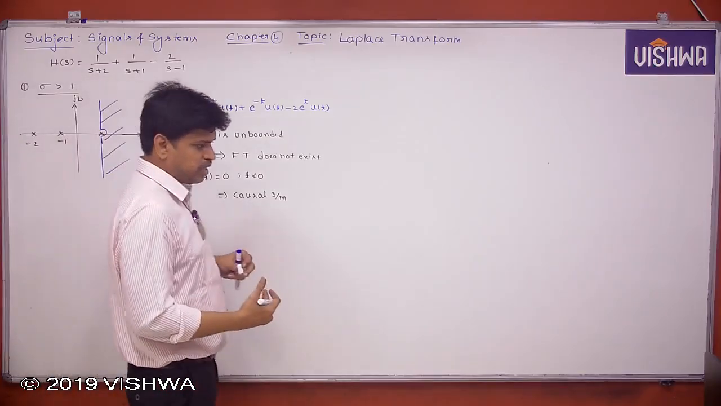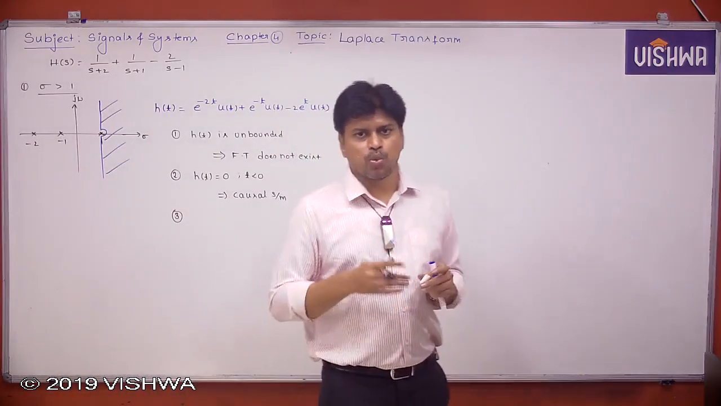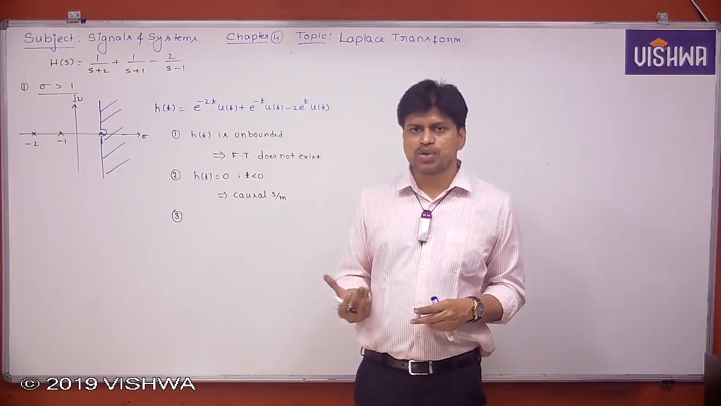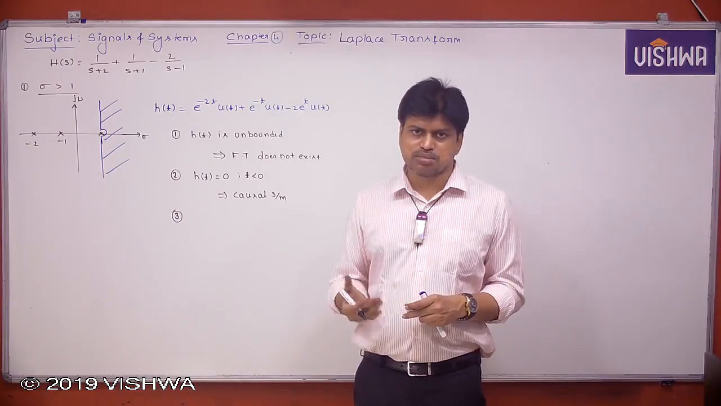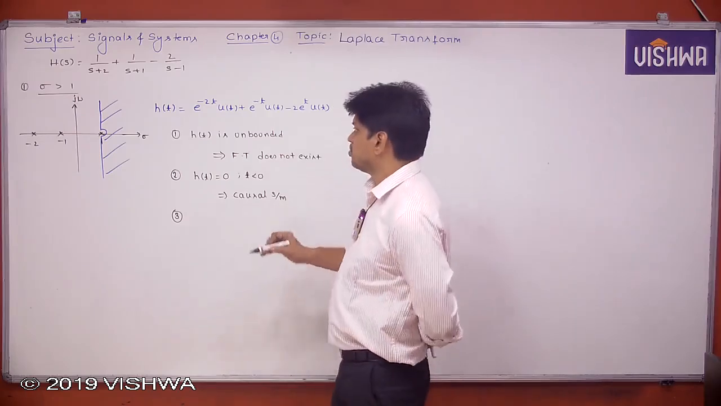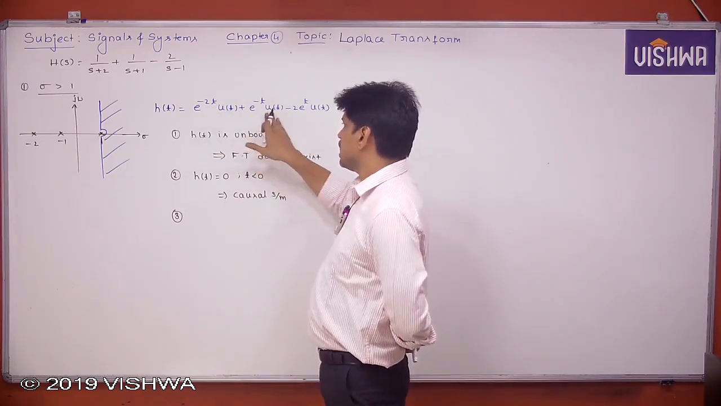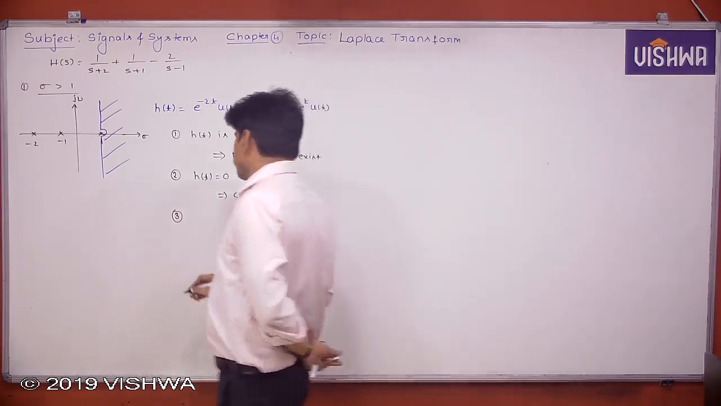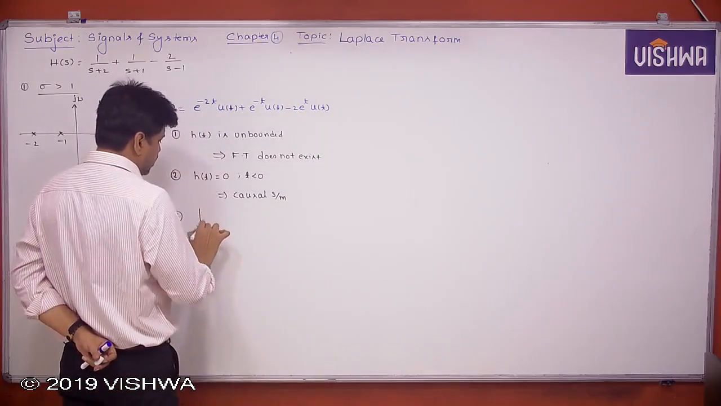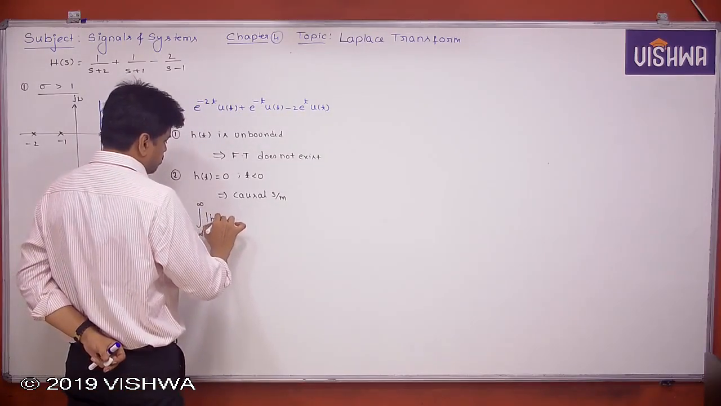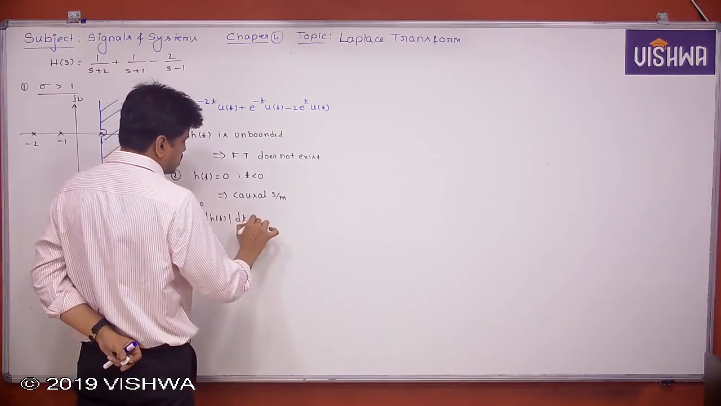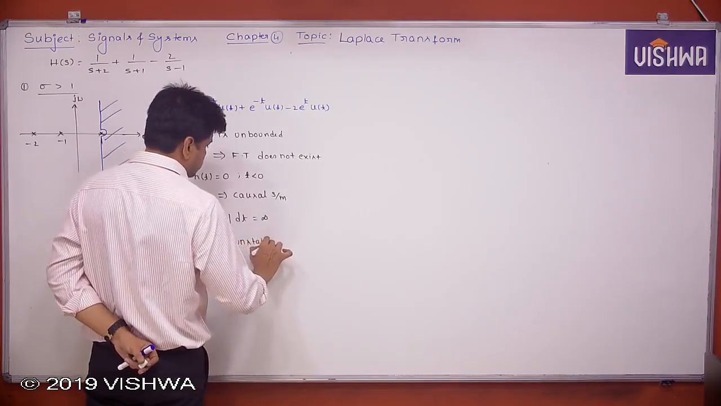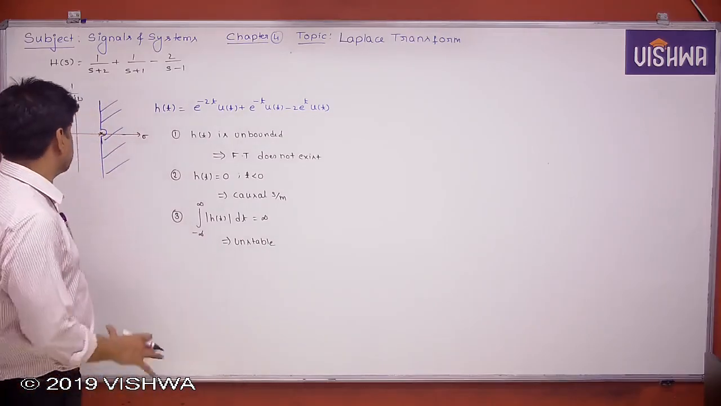Next, third one. To say whether h of t represents a stable system or not, we have to see whether it is absolutely integrable or not. If h of t is absolutely integrable, then it is a stable system, otherwise it is an unstable system. If you observe here, area under this one is finite, area under this one is finite, but area under this one is infinite because it is a growing exponential. So I can say integral from minus infinity to infinity of mod h of t dt is equal to infinity. That implies unstable system. I hope you understood.